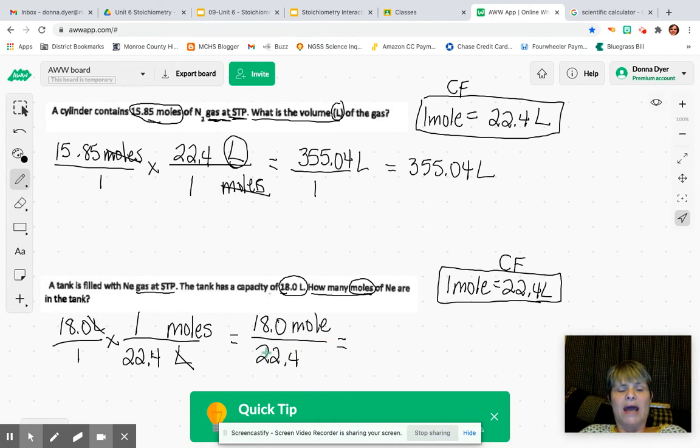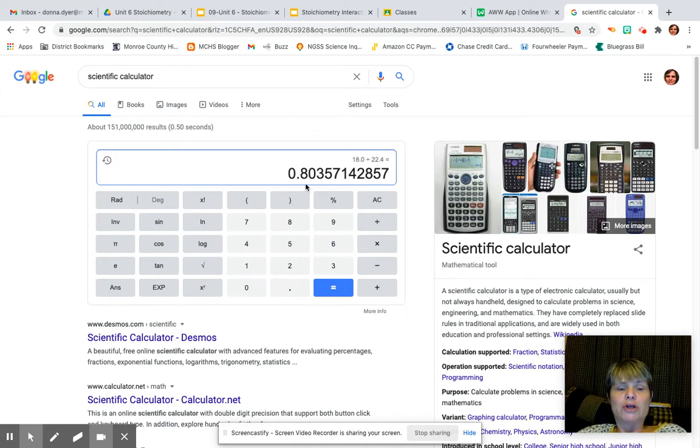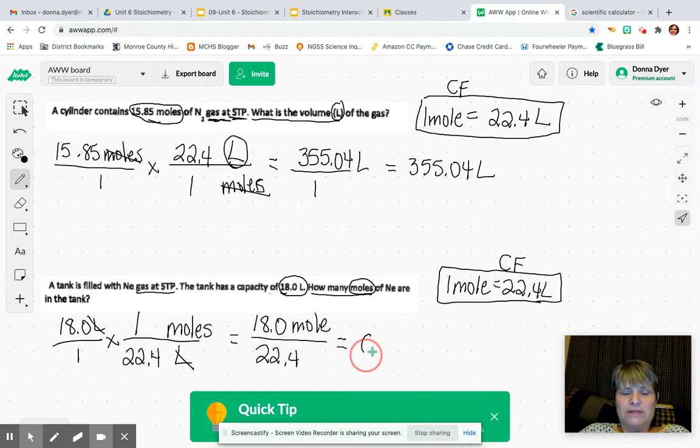Now we're going to divide. 18.0 divided by 22.4. And that gives us, and again, we're going to just do 2 places past the decimal here. So 0.80. Again, the 3 behind the 0 does not change the 0. It would have to be 5 or greater for us to round that 0 up. So we're just going to put 0.80 moles. Okay, and that will be our final answer.